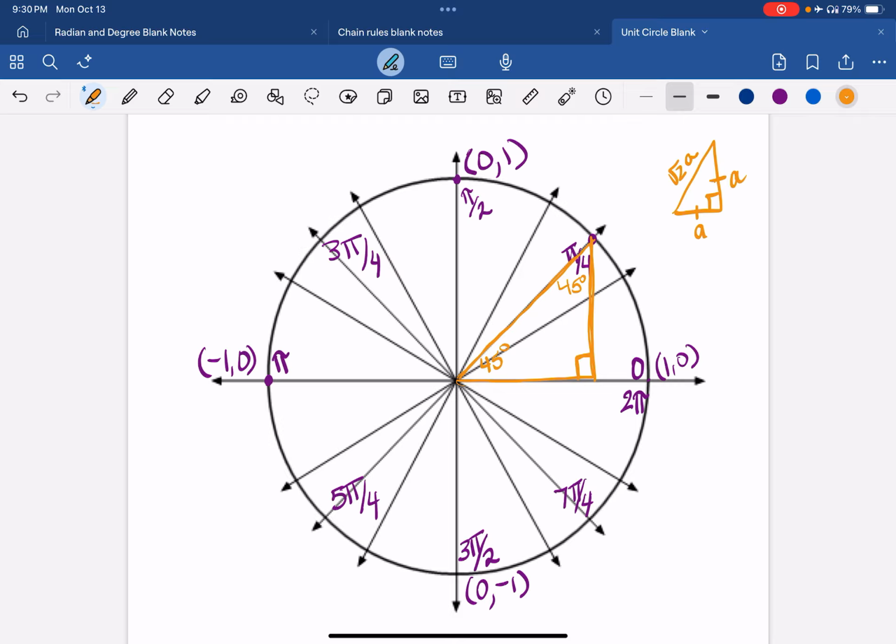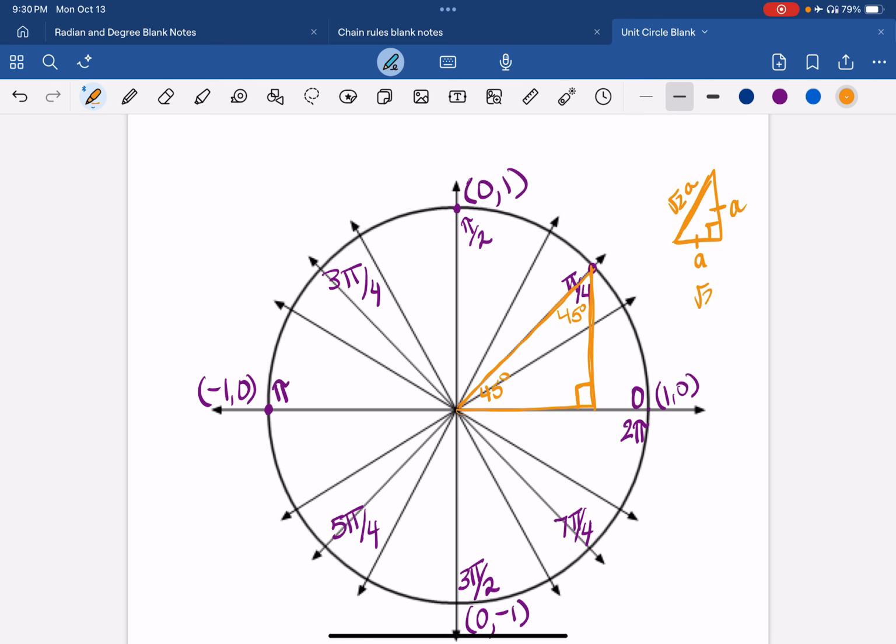Well, y'all, if this is the unit circle, what does this hypotenuse measure? I'm going to compare this to this right here. So what does that measure? Okay, 1, because the radius of this unit circle is 1. So that means I would take the square root of 2 times A, set that equal to 1, and divide by the square root of 2. So A equals 1 over the square root of 2.